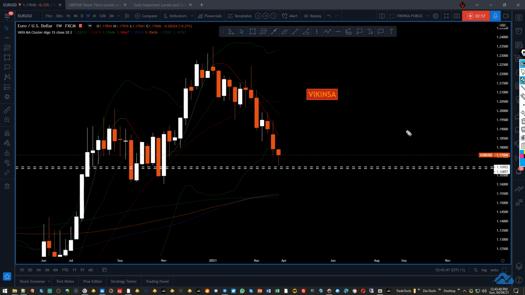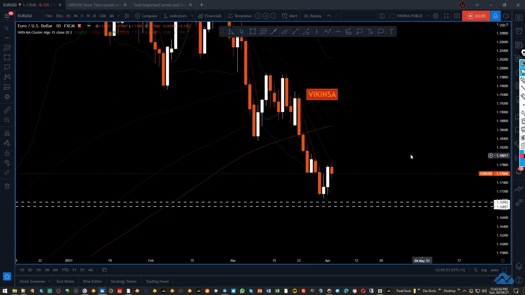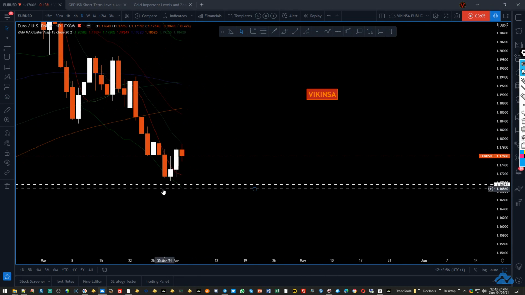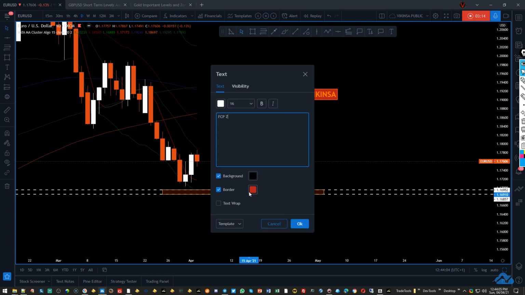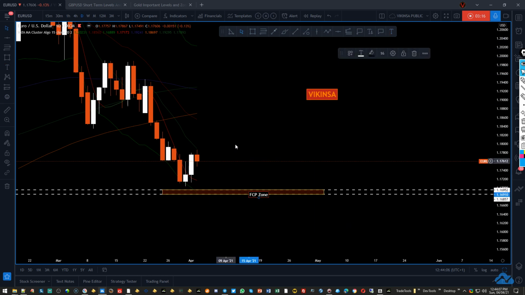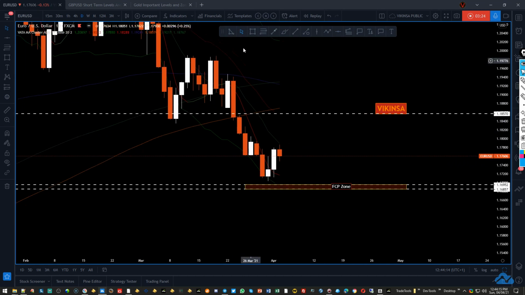Okay, let's look at it from a daily perspective. So on the daily time frame, what do we have? The market has started to go upwards even before it could reach this particular zone here. So this is the FCP zone that we have got. The market has started to go upwards even before it reached there. That means it can come all the way to this level here, right? So this is kind of a zone that we have got.